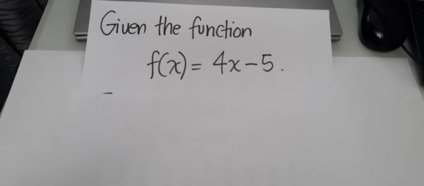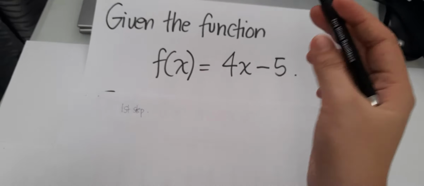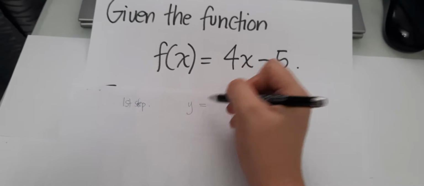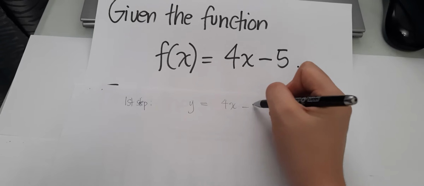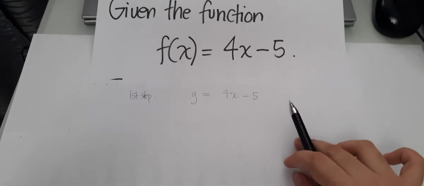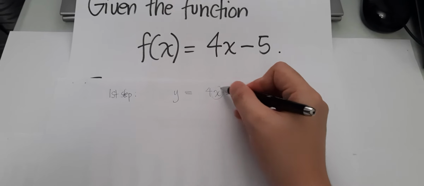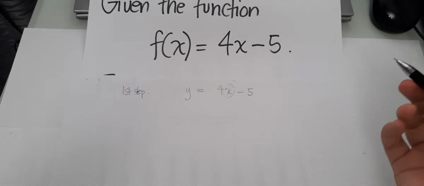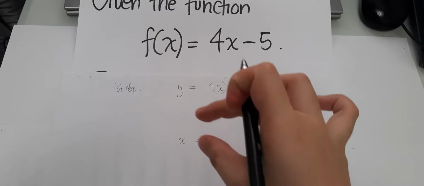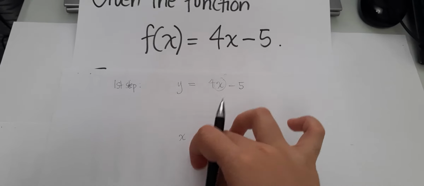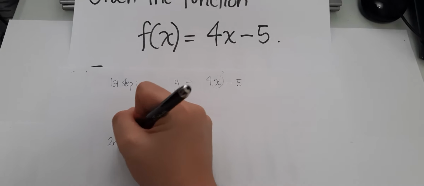So the first step, this f of x, you just let this be y. So this will give us y is equal to 4x minus 5. That will be your first step. Now, the second step is you need to solve for x. Meaning you want a new form where x is equal to something. That will be your goal. So this is your second step.